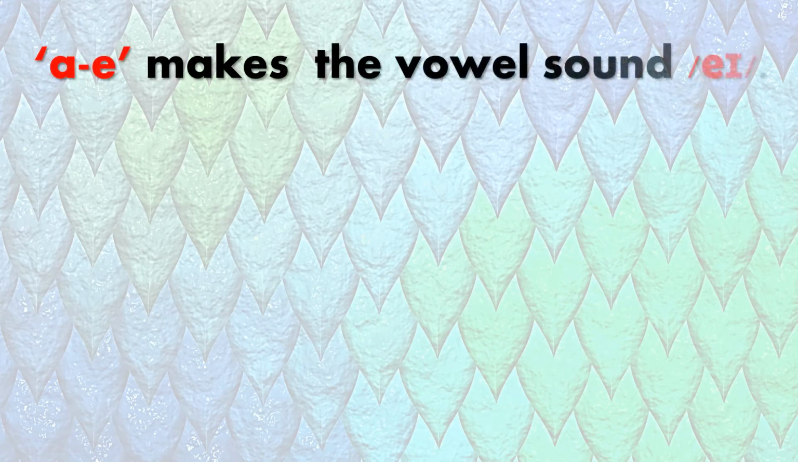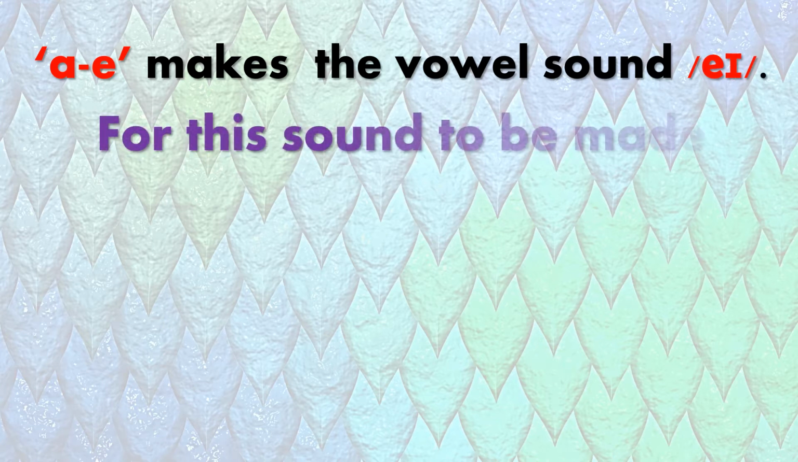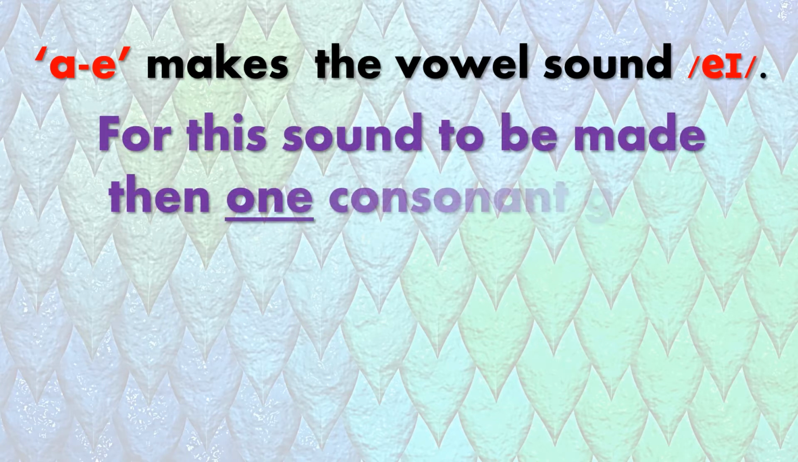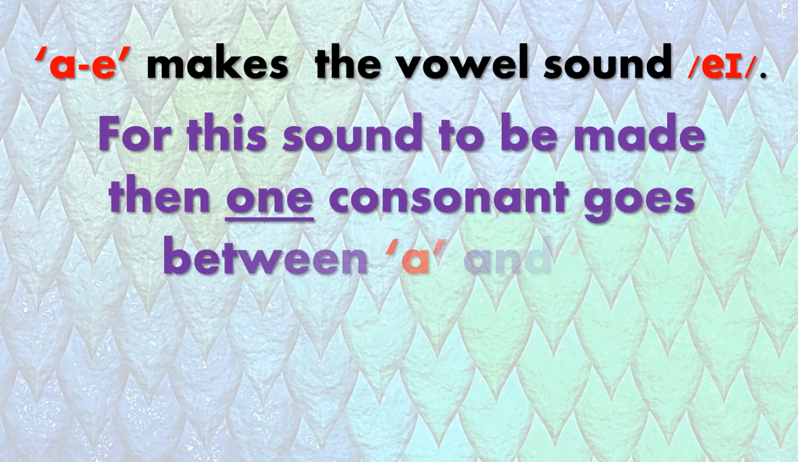A with magic E makes the vowel sound A. For this sound to be made, one consonant goes between the letter A and the magic E. Here's an example.